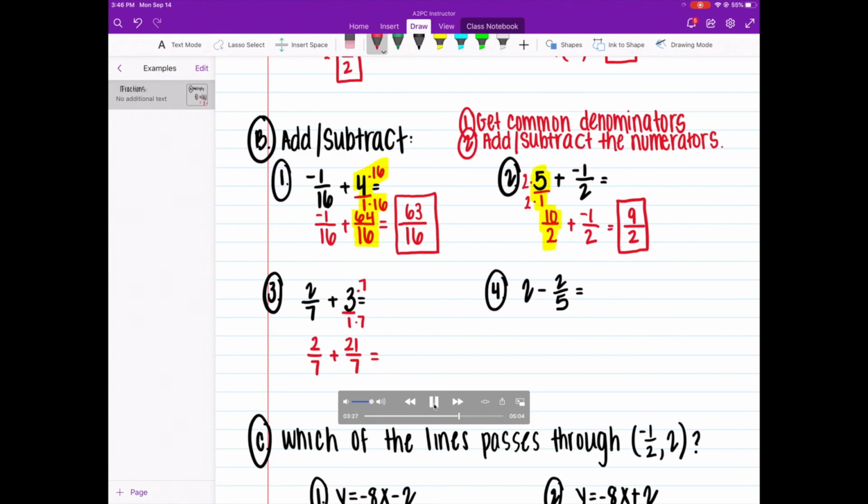The first fraction is staying exactly the same. From there, we're going to add, since we have addition here, 2 plus 21, which gives us 23. It's over 7. We check to see if it reduces. This one doesn't. That's our final answer.